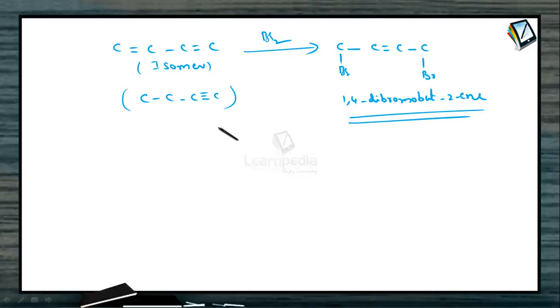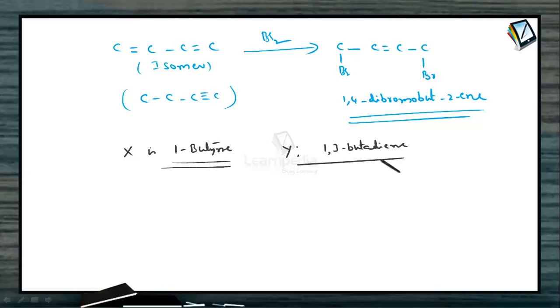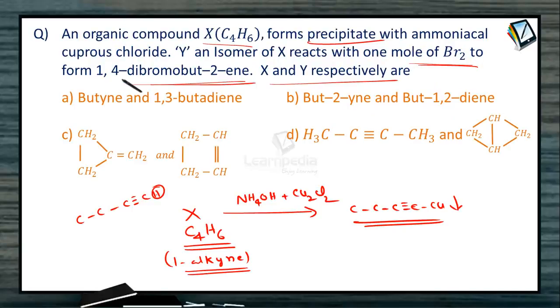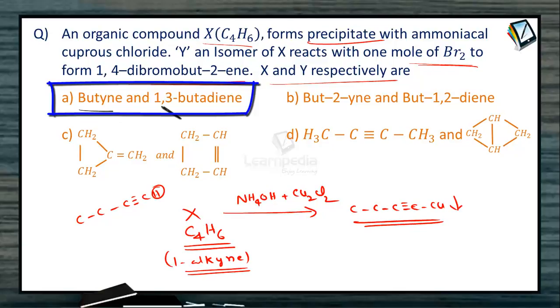The product of the reaction, 1,4-dibromobutane. Therefore we can understand that X is 1-butyne, so that there will be acidic hydrogen and that can react with ammoniacal cuprous chloride to give the precipitate, and Y must be the isomer of X, which should be 1,3-butadiene, so that it can undergo 1,4 addition with 1 mole of bromine, and thereby the product of the reaction given as 1,4-dibromobutane is formed. Hence the answer is butyne and 1,3-butadiene.